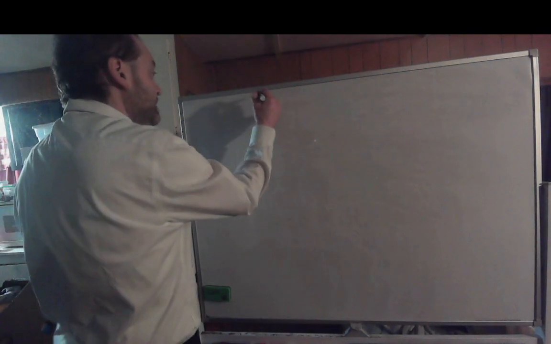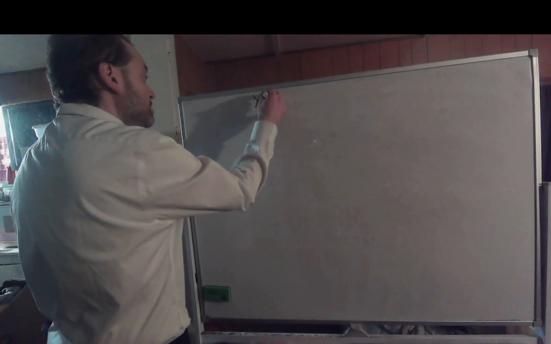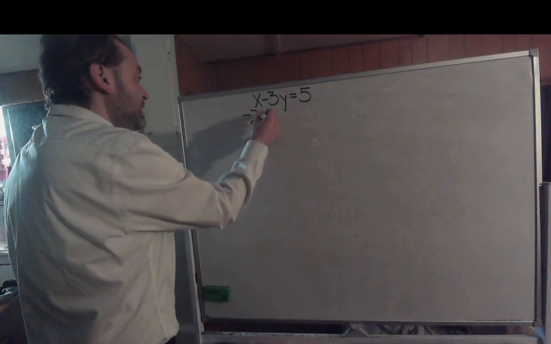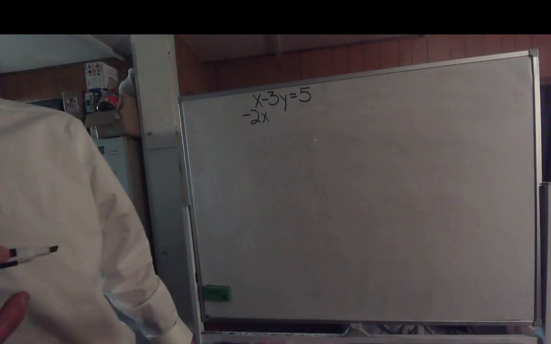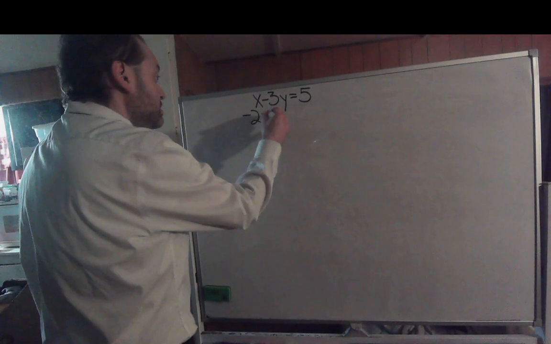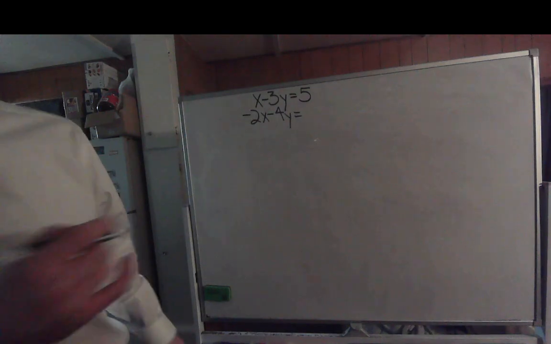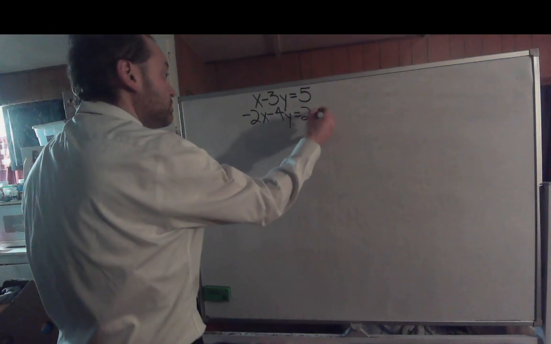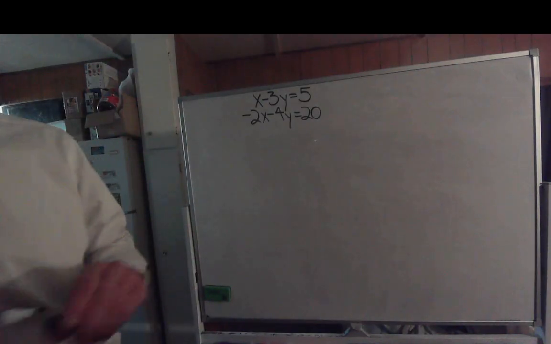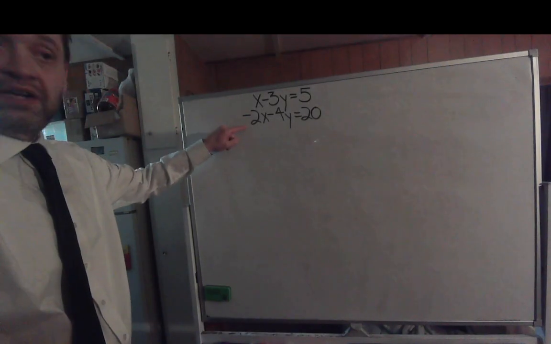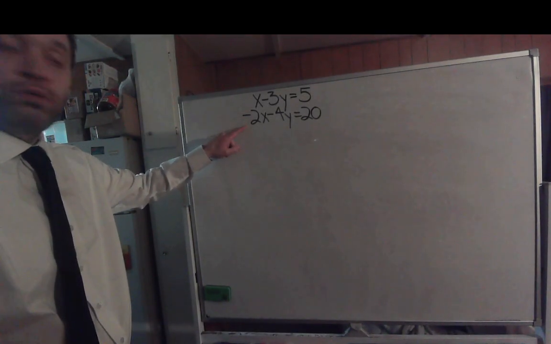I have for the next one, x minus 3y is equal to 5. And then we're going to do -2x minus 4y is equal to 20. Alright, so we got this system here. We have x minus 3y equals 5, -2x minus 4y equals 20.